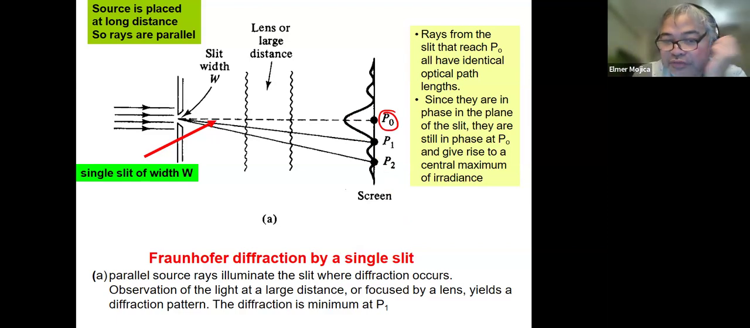Based on the Fraunhofer diffraction by a single slit, your parallel source rays illuminate the slit where the diffraction happens, and observation of the light at a large distance or focused by a lens yields a diffraction pattern, and the diffraction is minimum at P1. That one there.